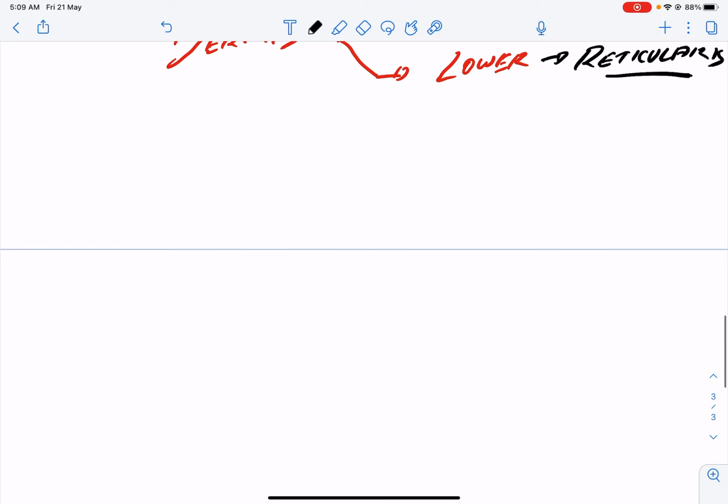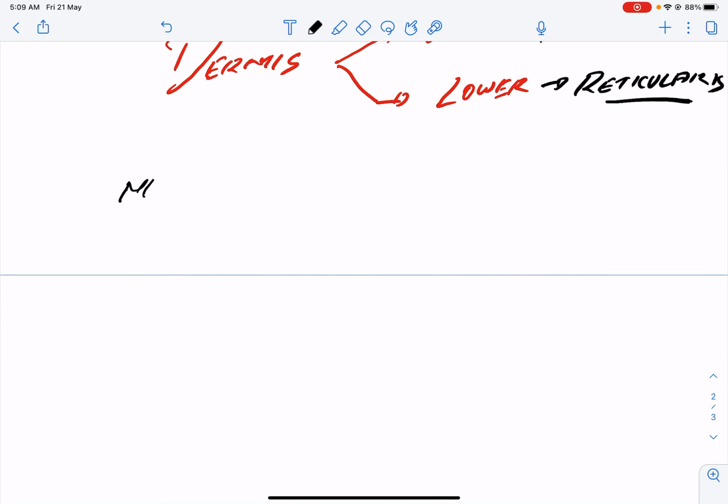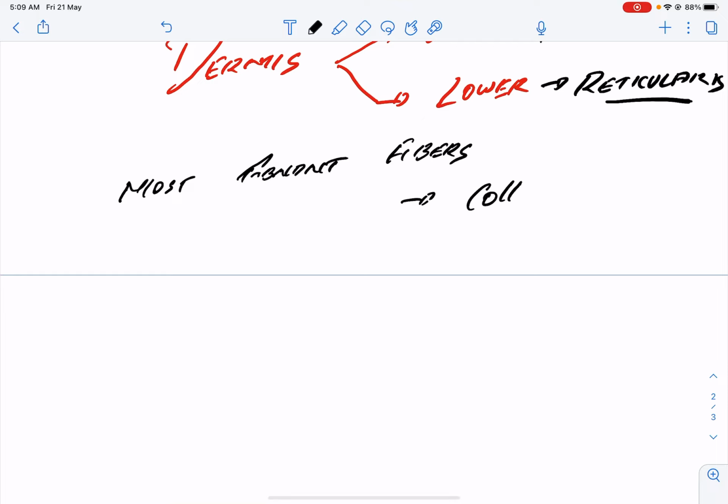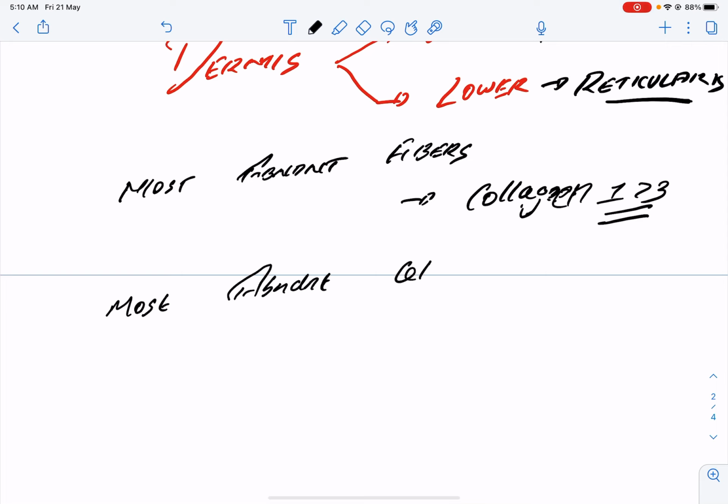Remember, in the dermis they will ask an MCQ like: what are the most abundant fibers here? It is none other than collagen type 1. Collagen 3 is also present, but collagen 1 is more than 3. They also ask the most abundant cells in the dermis: it is the fibroblast.